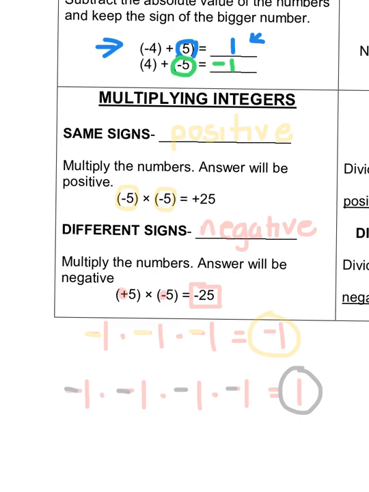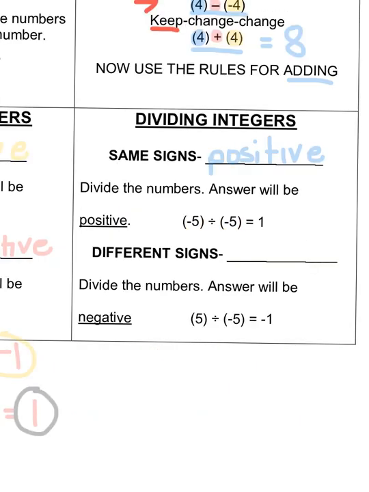Let's look at division next. When dividing integers, if they have the same signs, the answer will be positive, just like in multiplying. If they have different signs, the answer will be negative, just like in multiplying. Let's look at some examples on the next page.